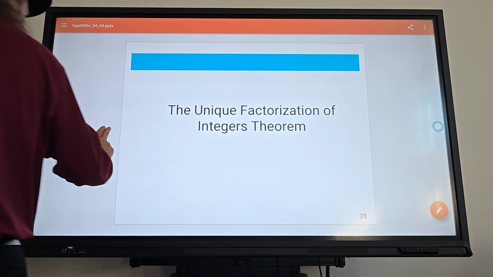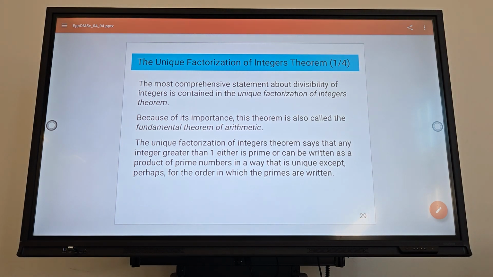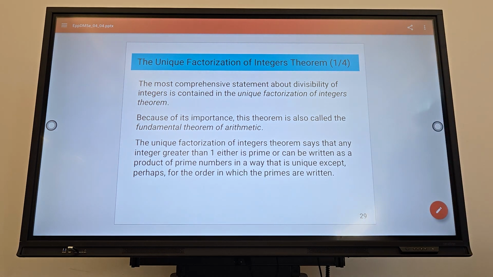So, the unique factorization of integers theorem. The most comprehensive statement about divisibility of integers is contained in the unique factorization of integers theorem. It's important, so it is sometimes called the fundamental theorem of arithmetic.